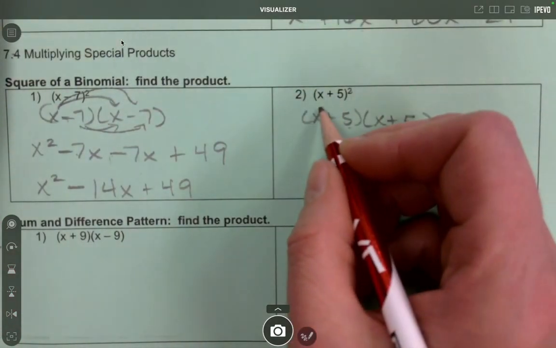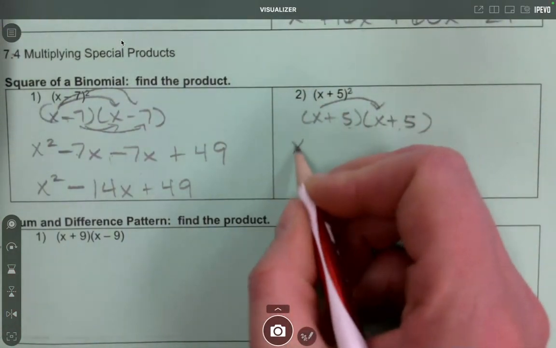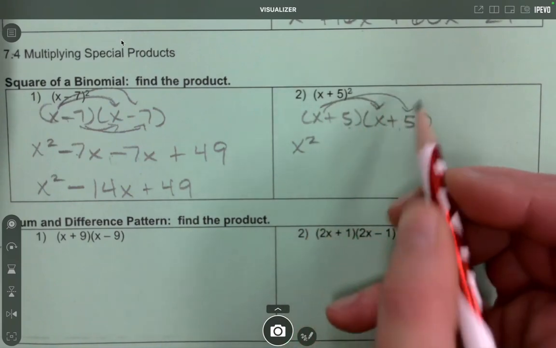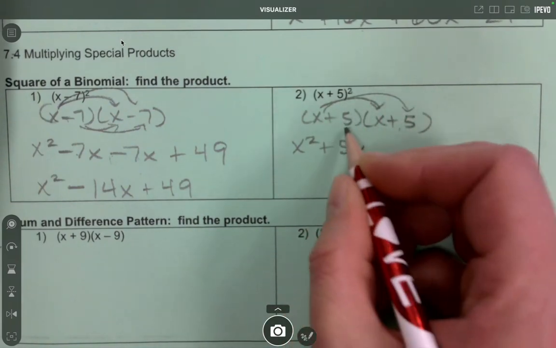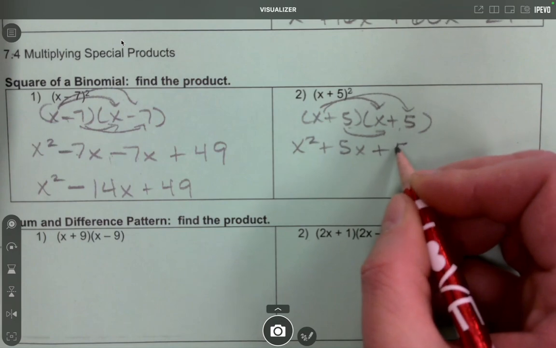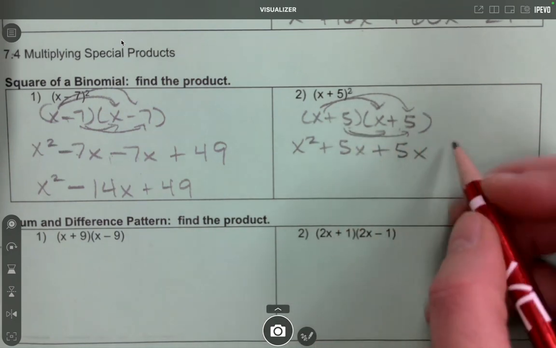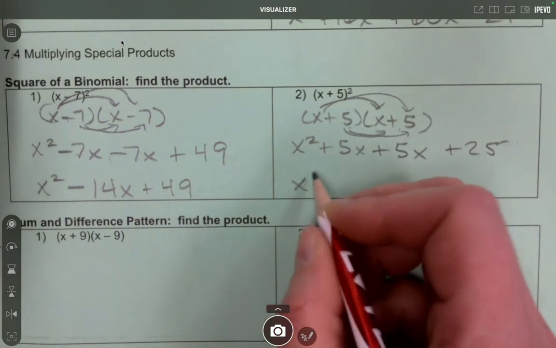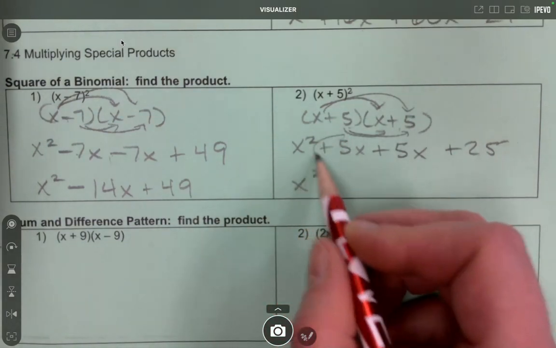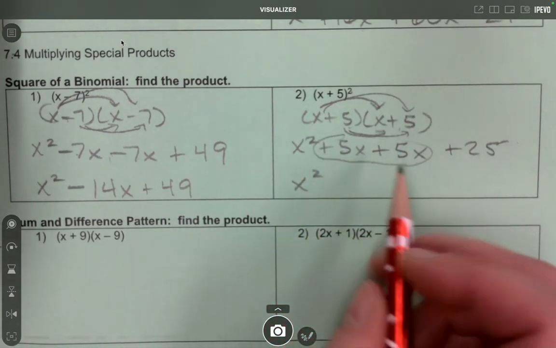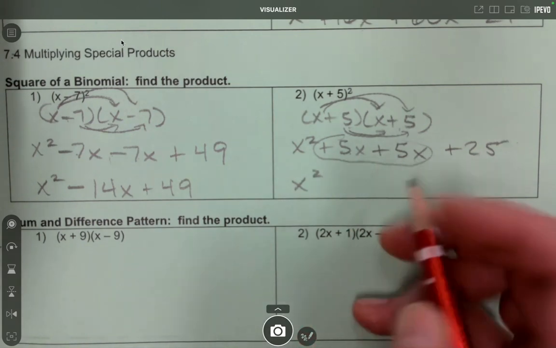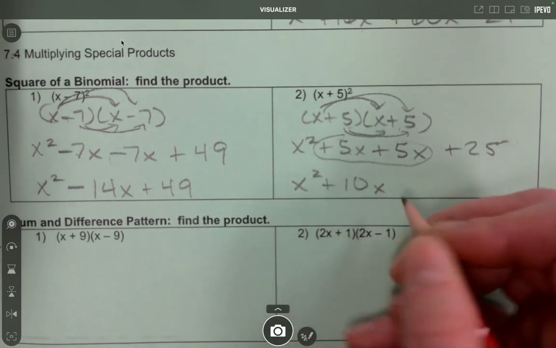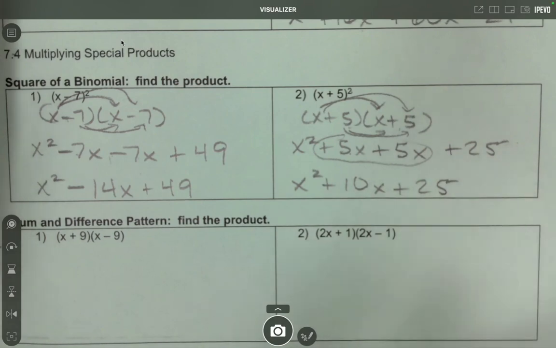So on the second one, x times x is x squared. X times 5 is a 5x. And then we have another 5x. And then 25. And it's all right to work these out slow. I have been multiplying binomials for so many years that I'm going to be a lot faster than you. Make sure you put your middle terms together. 5x and 5x makes a 10x plus 25.